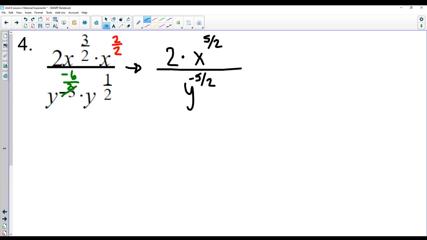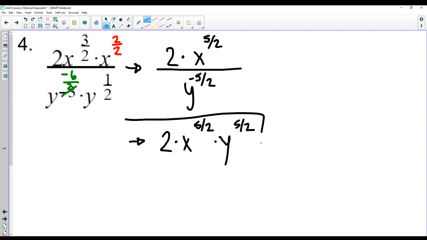So that means that I'm going to switch where that is. So that y value will come to the numerator. And then only 1 is left in the denominator, so I don't need to write that. So this would be my final answer for this one.